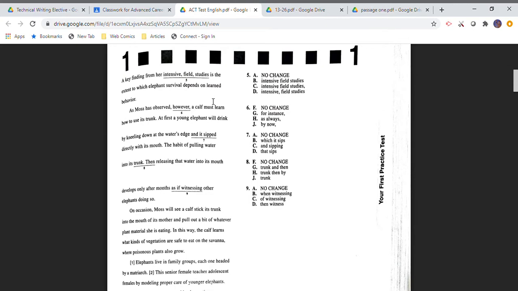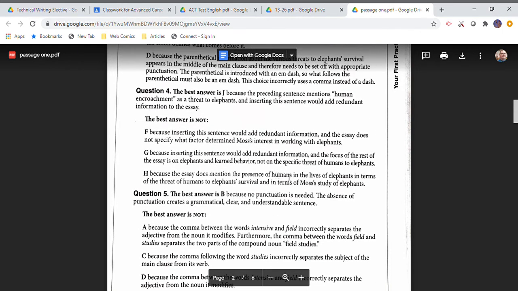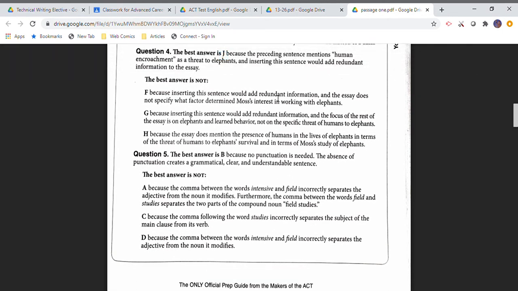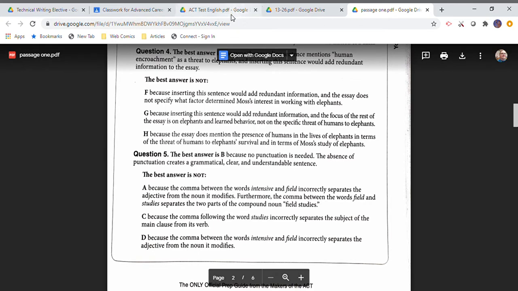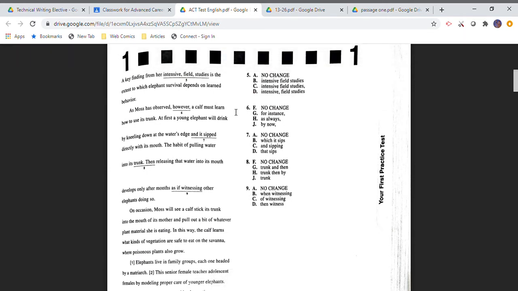I'm leaving this document up here, this passage 1. If you want to read through and see if that helps you understand it better, please do. For me, they seem to overcomplicate it. Okay, so let's look at 6. As Moss observed, however, a calf must learn how to use its trunk.